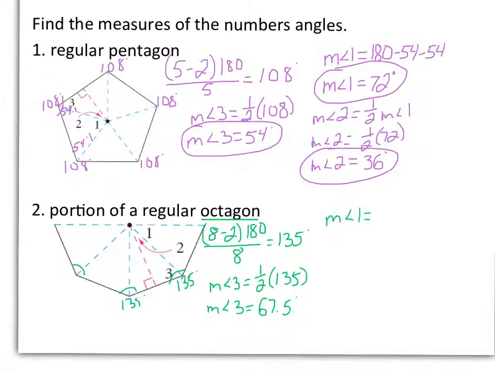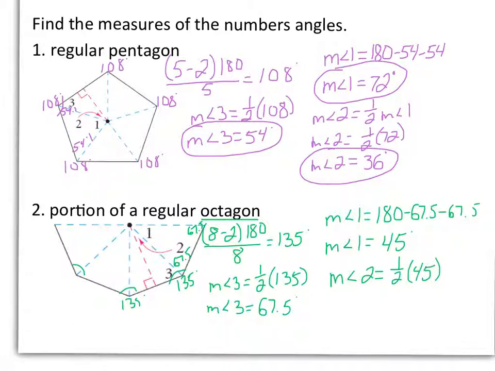Okay, next let's find the measure of angle 1. So again, that makes each of these angles 67.5. So we'll take 180 minus 67.5 minus 67.5. So the measure of angle 1 is 45 degrees. And then finally, the measure of angle 2 is half of the measure of angle 1, or half of 45. So angle 2 is 22.5 degrees.